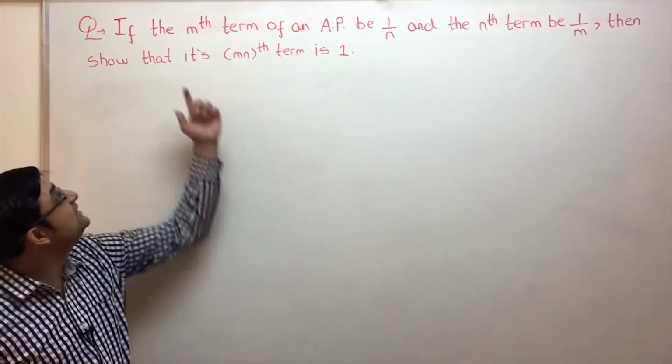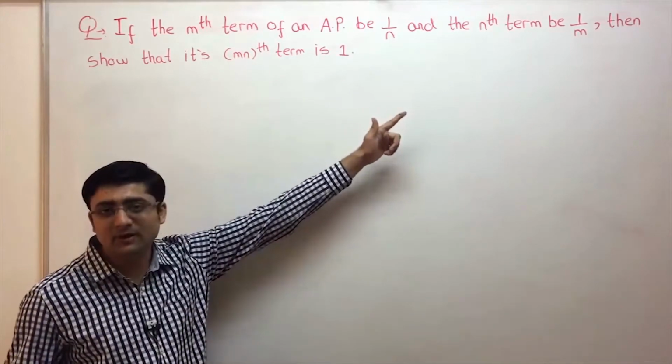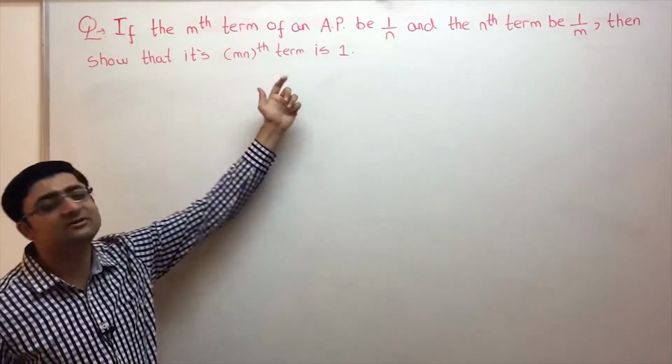So let's read the question. If the mth term of an AP be 1 by n and the nth term be 1 by m, then show that its mnth term is 1.